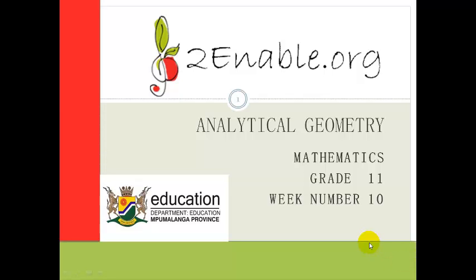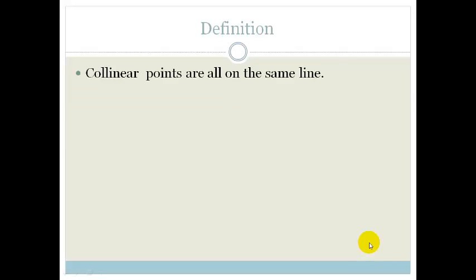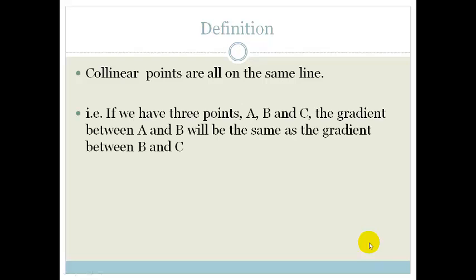We are continuing with analytical geometry, and today we start with something new, and that is collinear points. So what are collinear points? Collinear points are all on the same line. This means that if we have three points, A, B, and C, the gradient between A and B will be the same as the gradient between B and C.